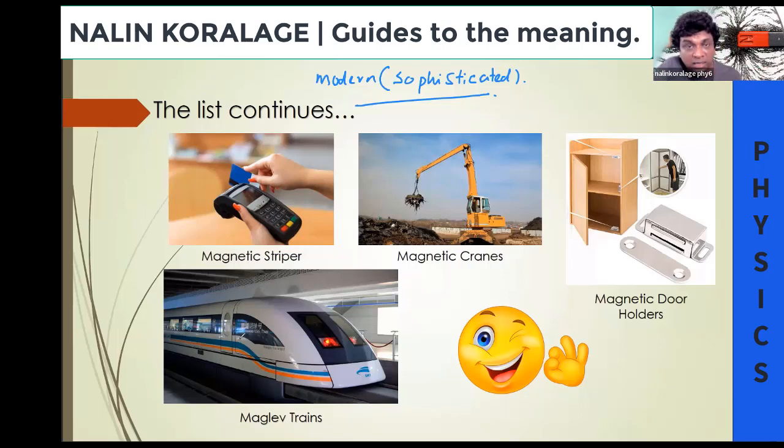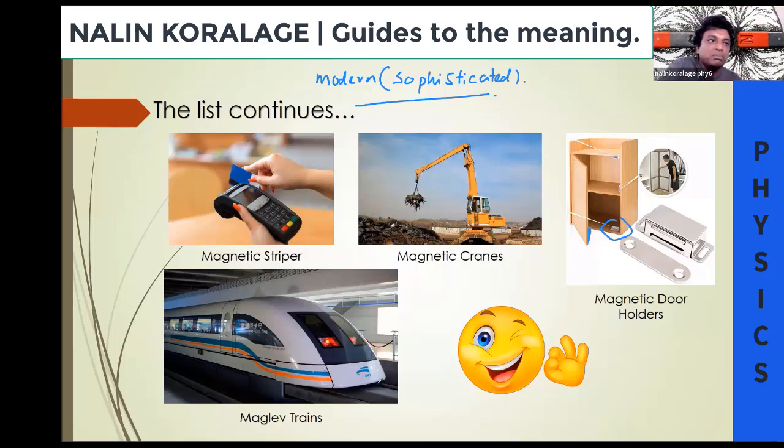So magnetic stripes, as the name is self-explanatory, use magnetism. And magnetic cranes are something we have already discussed. Then magnetic doors, something we sometimes play with as well. Here we have the magnet, and some kind of magnetic material, like a piece of iron, is attached to the door somewhere. When they get closer, that magnetic material gets attracted while closing the door.